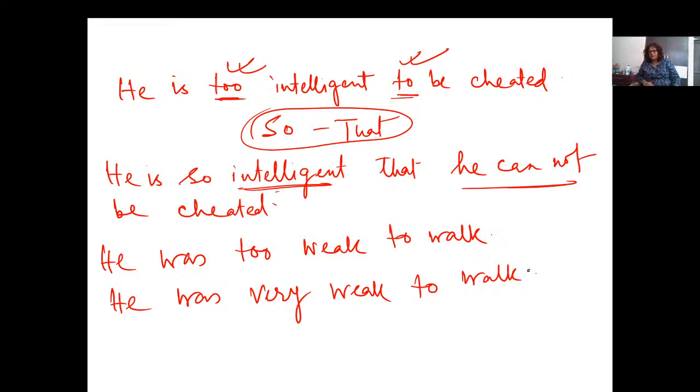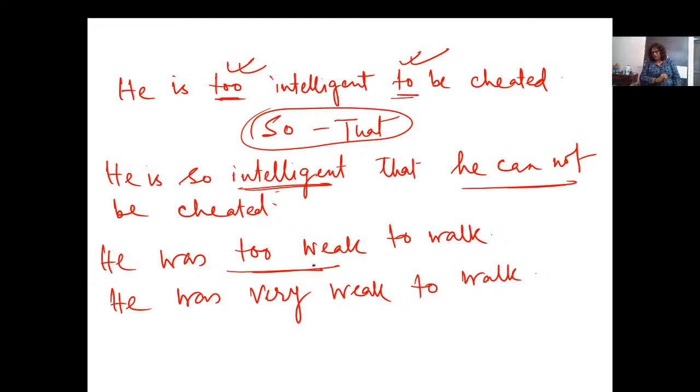Very is always used for positive expression. It will not be used in a negative sentence or a negative expression. It will always be used for a positive sentence. Clear? So, he was too weak to walk, means he was so weak. इतना ही कमजोर था. He was so weak.